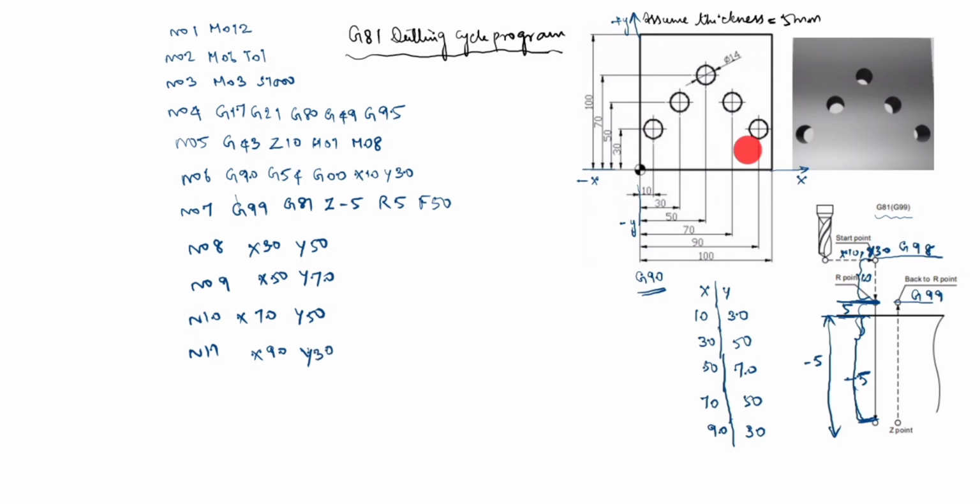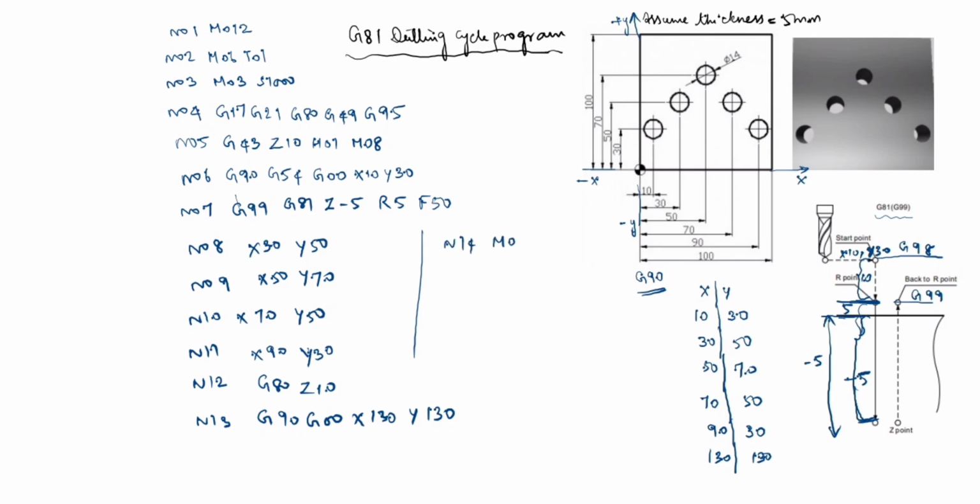After that, now the tool is in this position, so you have to remove the tool outside. So outside means you can write X130, Y134. Now the tool is in this position, so you have to remove the tool outside. N12, G80, Z10. G80 is canned cycle cancel. Z10, it goes up. Next, N13, G90, G00, X130, Y130. You see, now the tool is in this position. G90 is the absolute command. N14 is M09, coolant off.